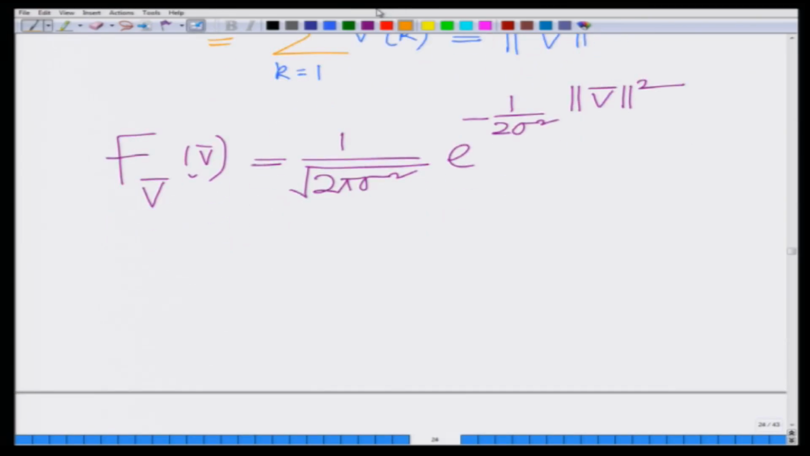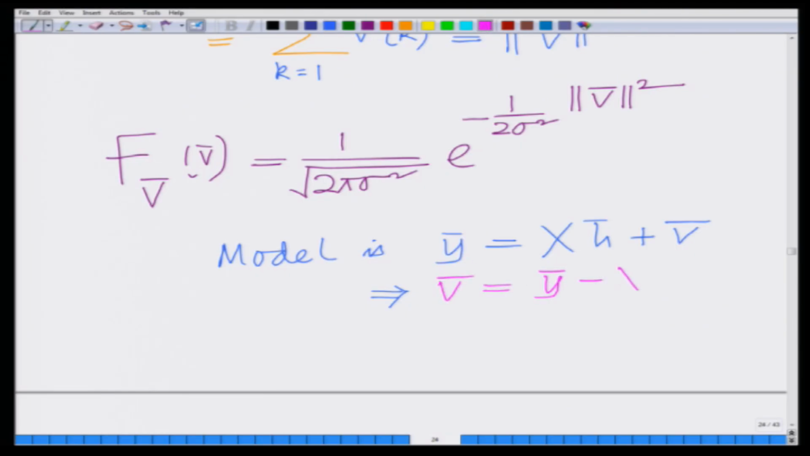Now, once I replace this, go back to our system model. Our system model is y bar equals x h bar plus v bar, which implies, bringing v bar onto this side, v bar equals y bar minus x h bar. So, one thing you can observe here is y bar is linearly related, or rather related in an affine fashion.